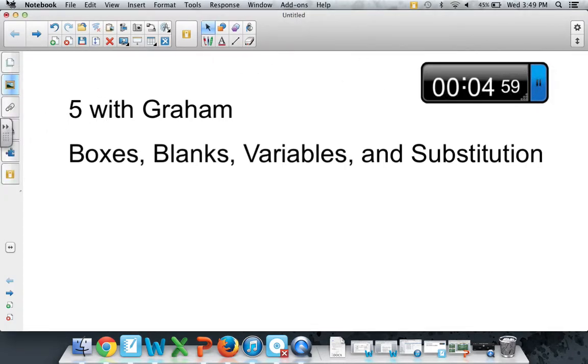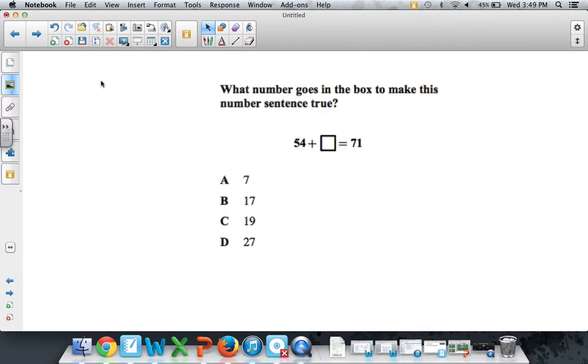Only 5 minutes, guys. Not so bad, not so bad. Best way to approach this is maybe with some practice problems. What number goes in the box to make this number sentence true? Well, treat the box just like a blank. 54 plus blank equals 71.